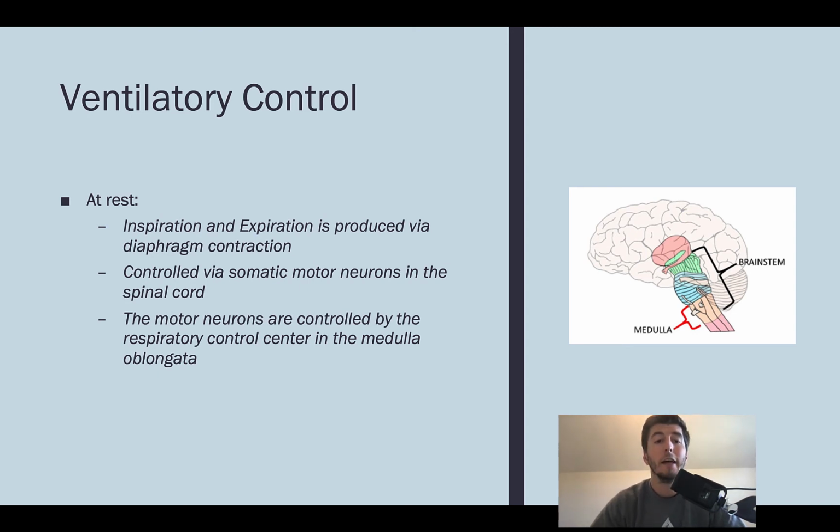Watch the movie. Essentially, at rest, we're going to have almost exclusive control of the diaphragm via somatic nerve endings, and they're going to go from the brainstem into the diaphragm. And if you remember, inspiration and expiration at rest is largely going to be a diaphragmatic process. It's going to be an active contraction of the diaphragm and then passive relaxation of the diaphragm that's going to be controlling ventilation at rest.